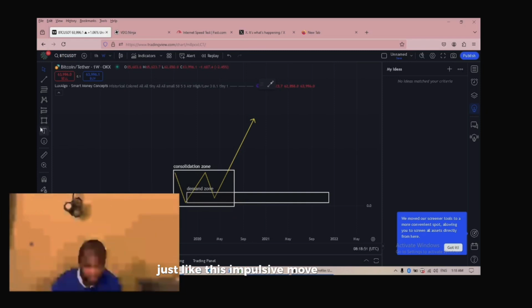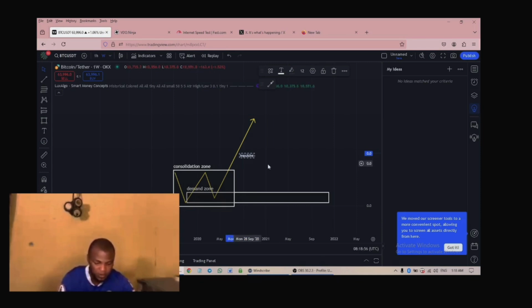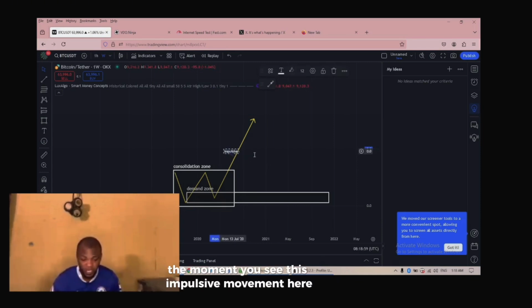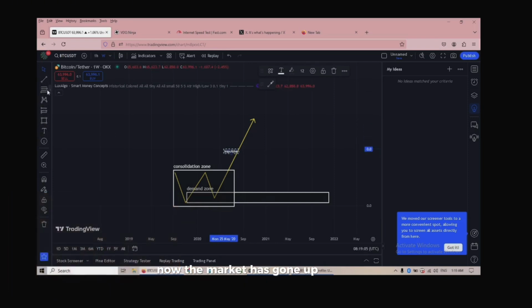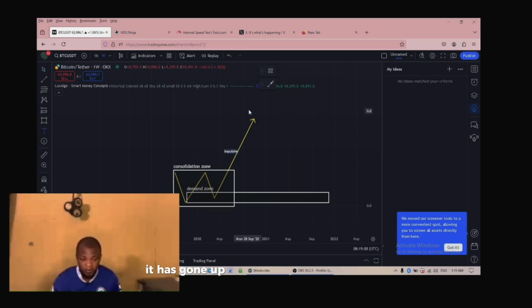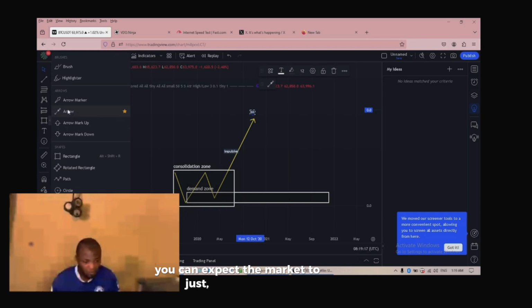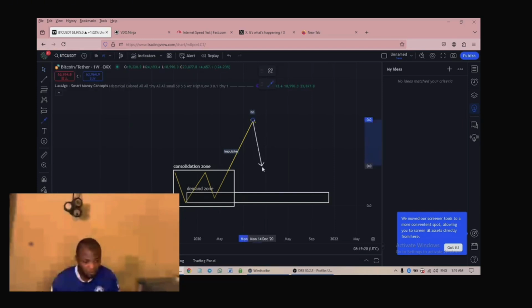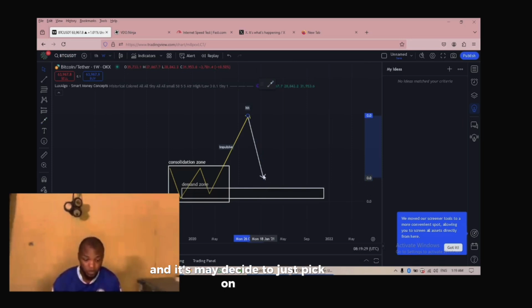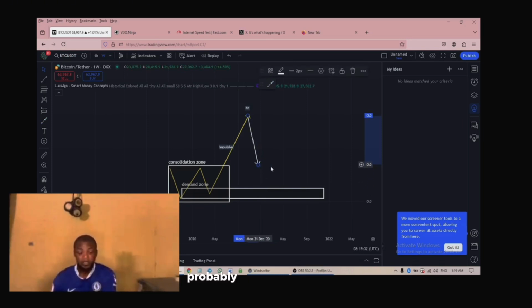Having this consolidation zone, the moment you see a parabolic, impulsive movement here, you should expect that the market has gone up enough. It has gone up and created a higher high, which is this. You can expect the market to come down. At least it can come down to this zone, and it may decide to pick up from probably this zone.